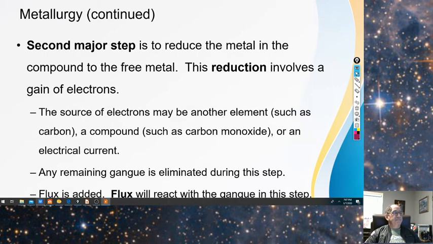Okay, let's see what else we got now. The second step involves reducing the metal in the compound to the free metal. This reduction, know about that. The second step, what's it for? What's the purpose of the second step? We call it reduction, but it involves a gain of electrons. Okay, we got to get free. That's about it.